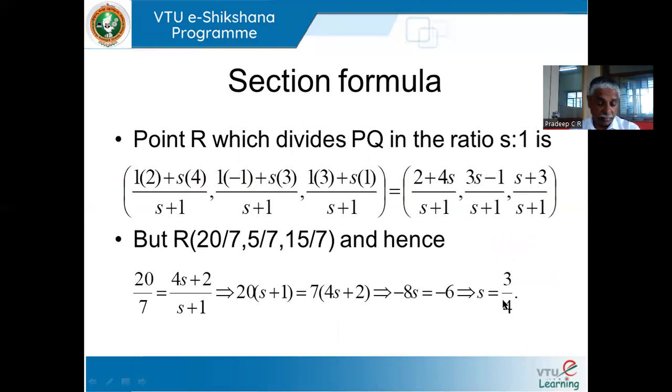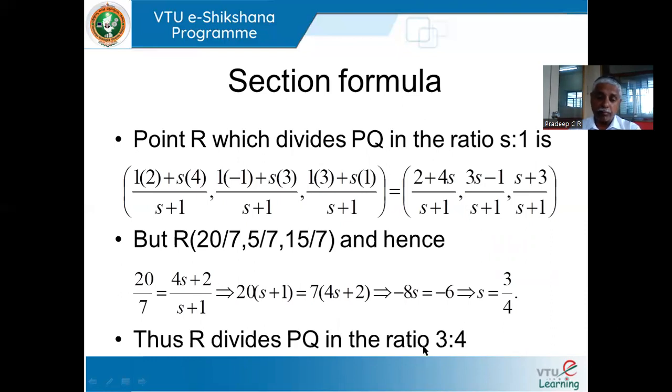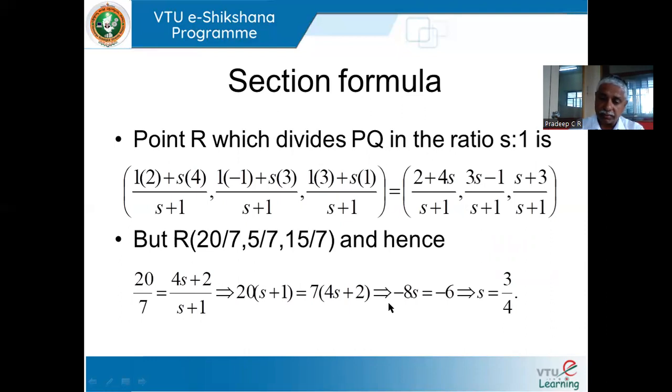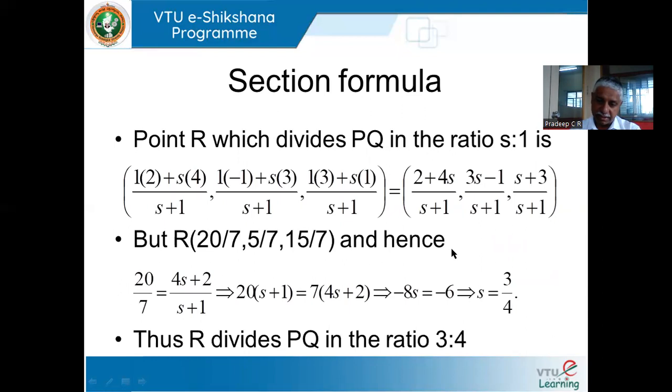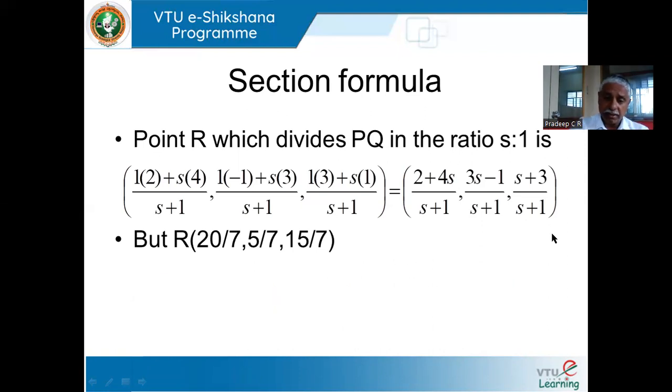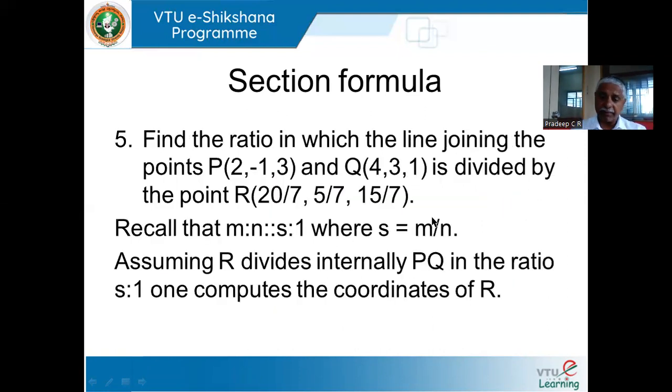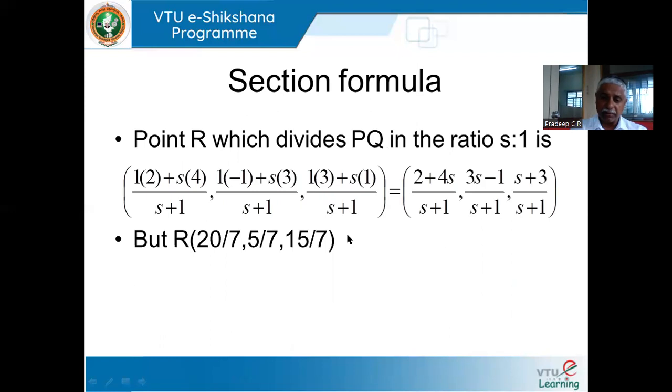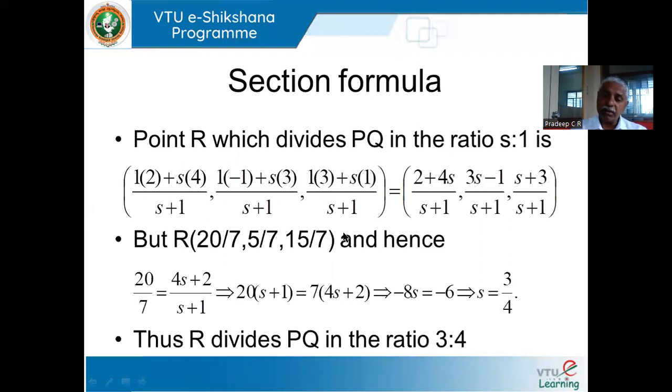S is 3 by 4 means my point R divides PQ in the ratio 3 is to 4. You see? Because S is 3 by 4, so I'll say this is 3 by 4 is to 1, which is the same as saying 3 is to 4. And that's what I told you in the beginning. If M by N, if it breaks up into the ratio M is to N, which is the same as S is to 1, where S is M by N. So that's what I have used here. So S is 3 by 4. So R divides PQ in the ratio 3 is to 4.